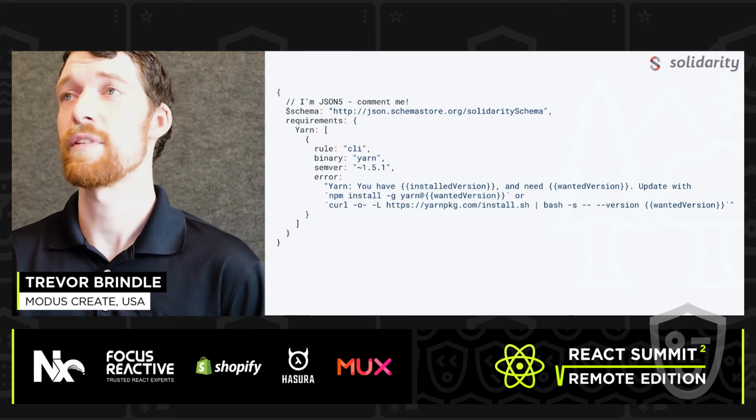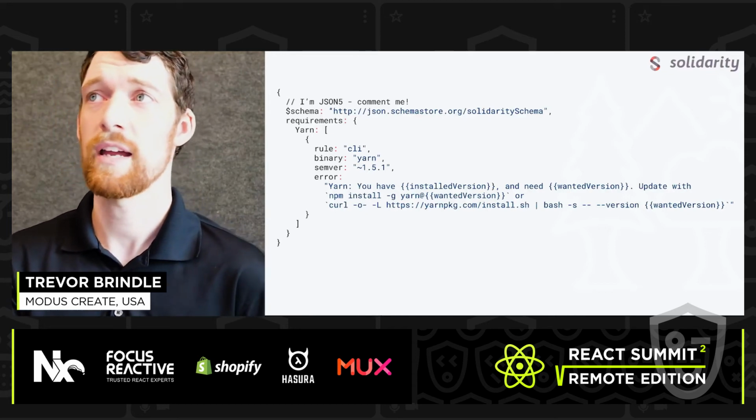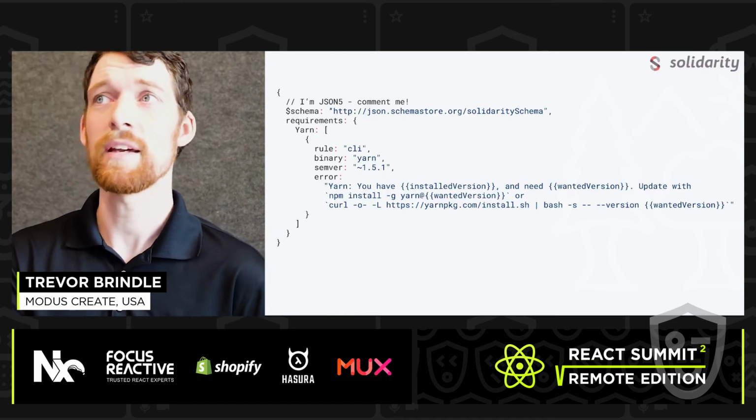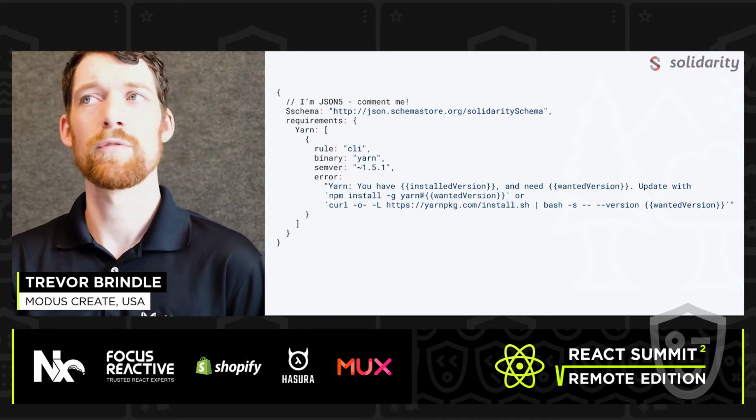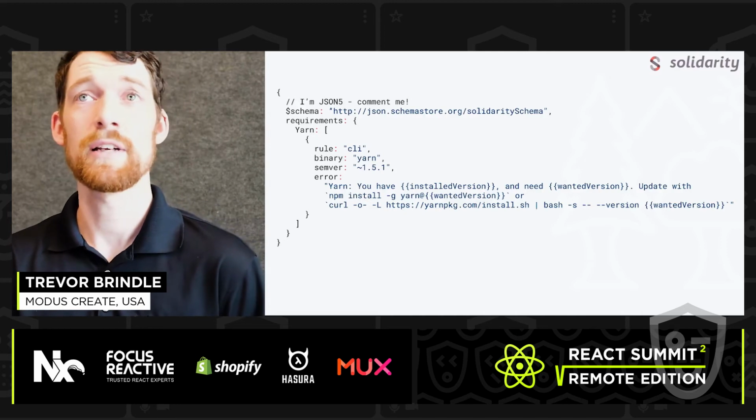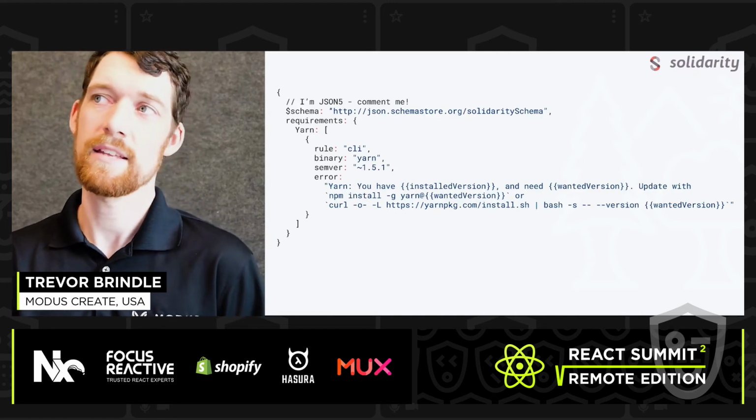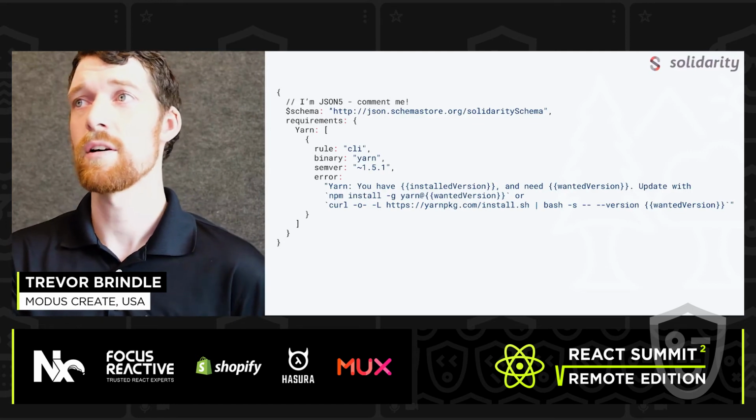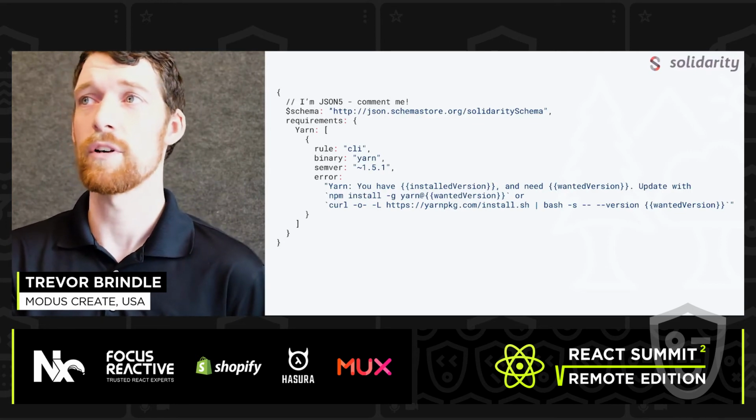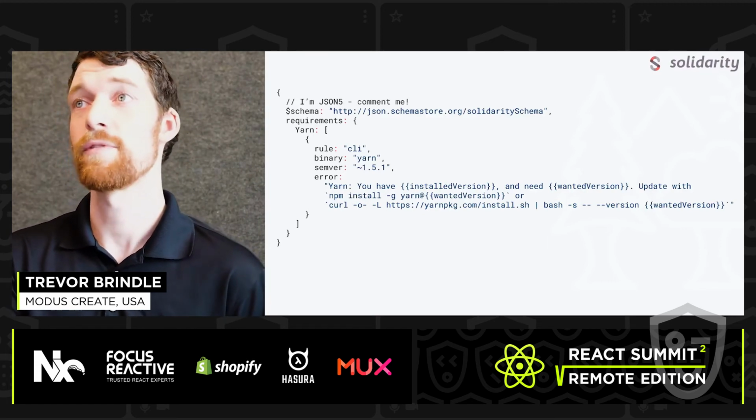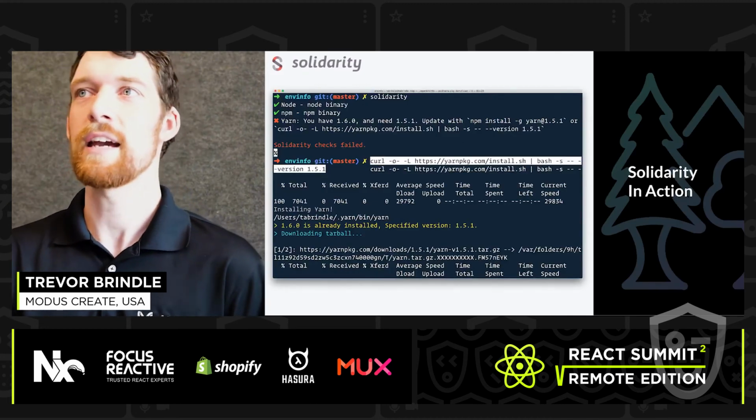So this is the configuration. You create an object of requirements, you name it Yarn or NPM or whatever, give it a semver to look for, and a possible error message. The neat thing here is we can actually add it as templates, the installed version and the wanted version, so you can actually give your developers awesome error messages that they can copy and paste in scripts that'll fix it for them. So this is it in action.